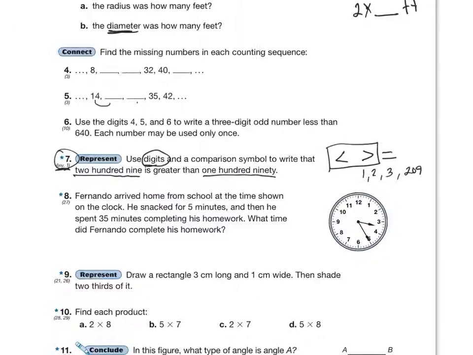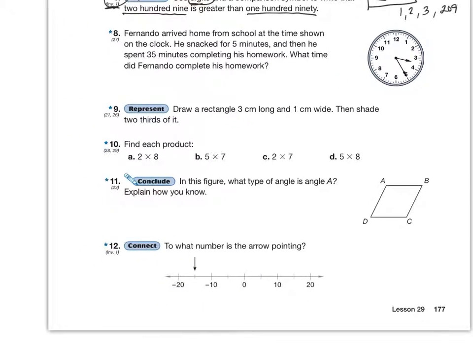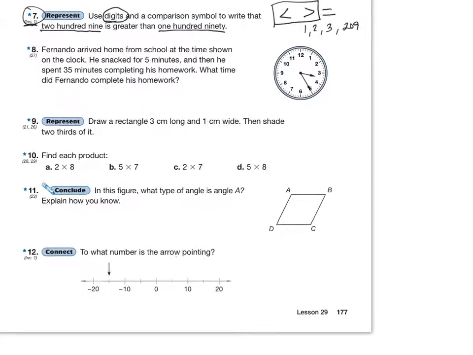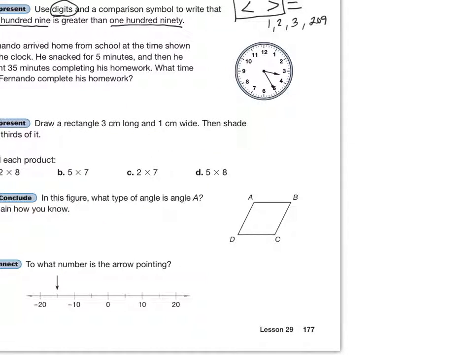All right, number 9. Draw a rectangle that is 3 centimeters long, 4 centimeters wide, and then shade 2/3 of it. Okay, so you have very nice answer sheet paper. It has squares in it already.